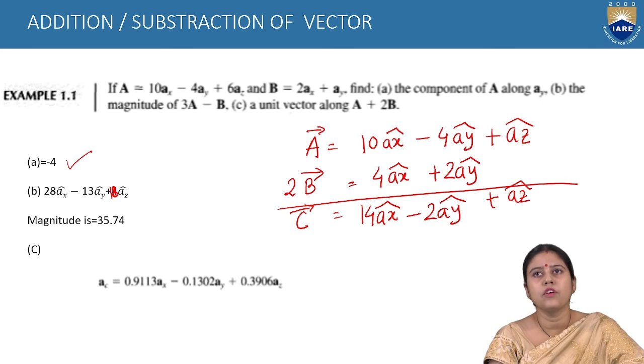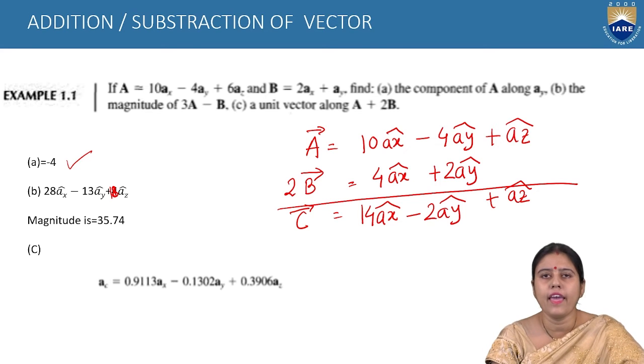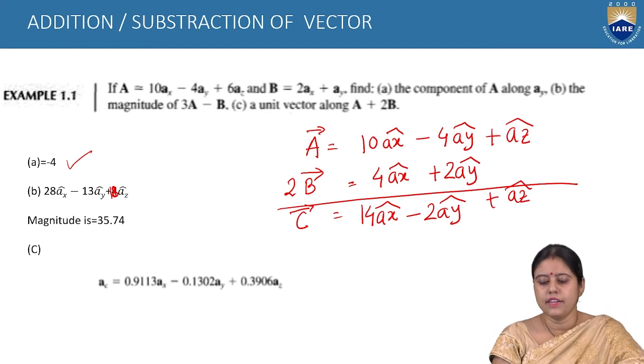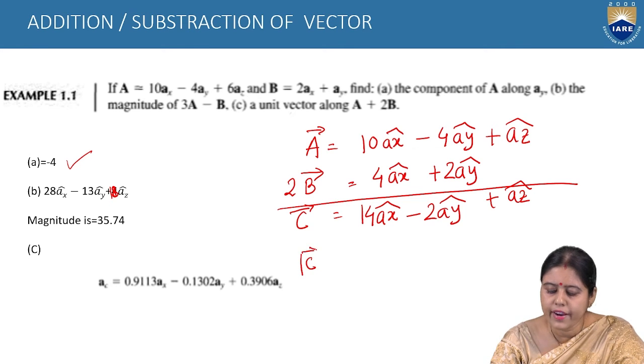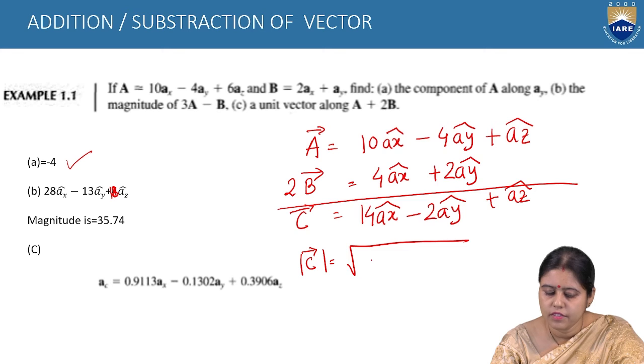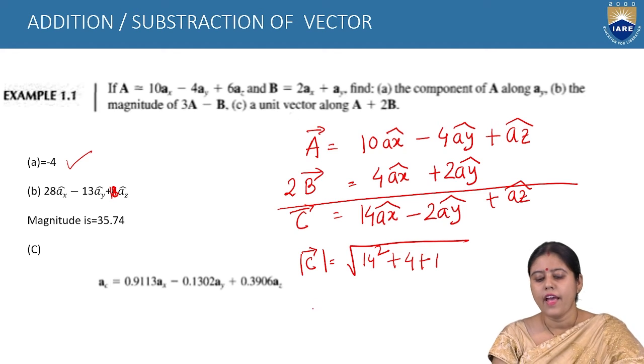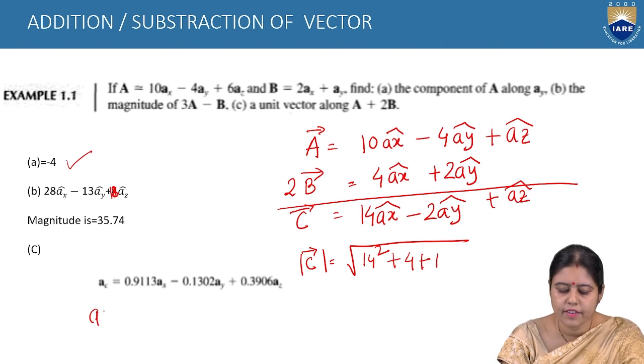So first step is we will add these two vectors. First we write the A. Then we multiply the B with 2. 2 into 2, 4 and 2. So now normal addition, 10 plus 4, 14 minus 2ay plus az. So what is the magnitude of C? It is root of 14 square plus 4 plus 1.